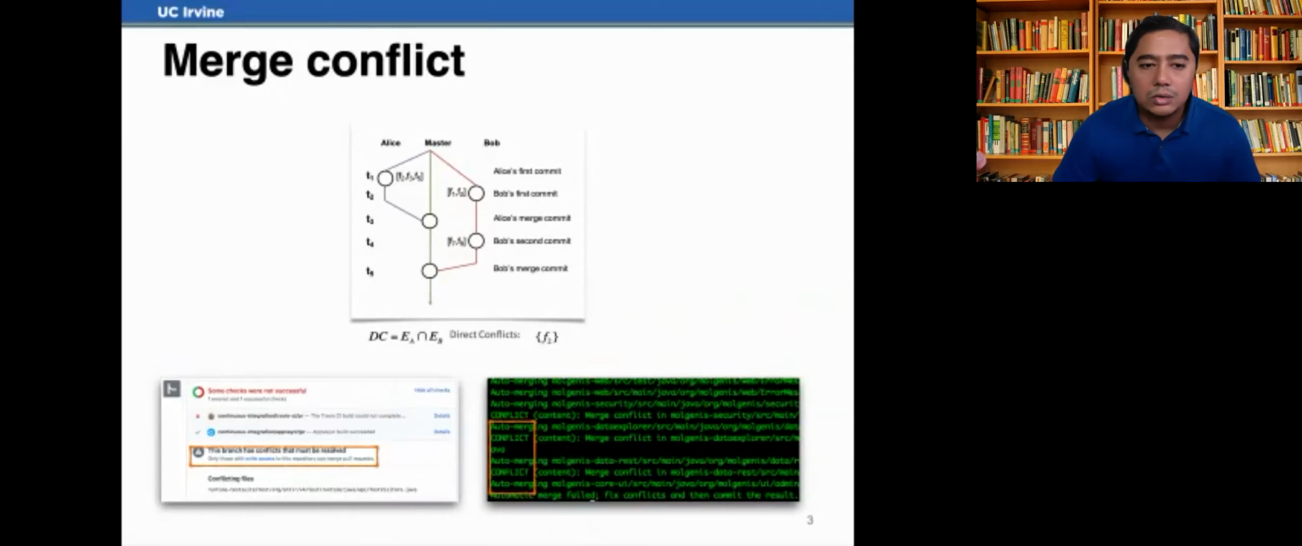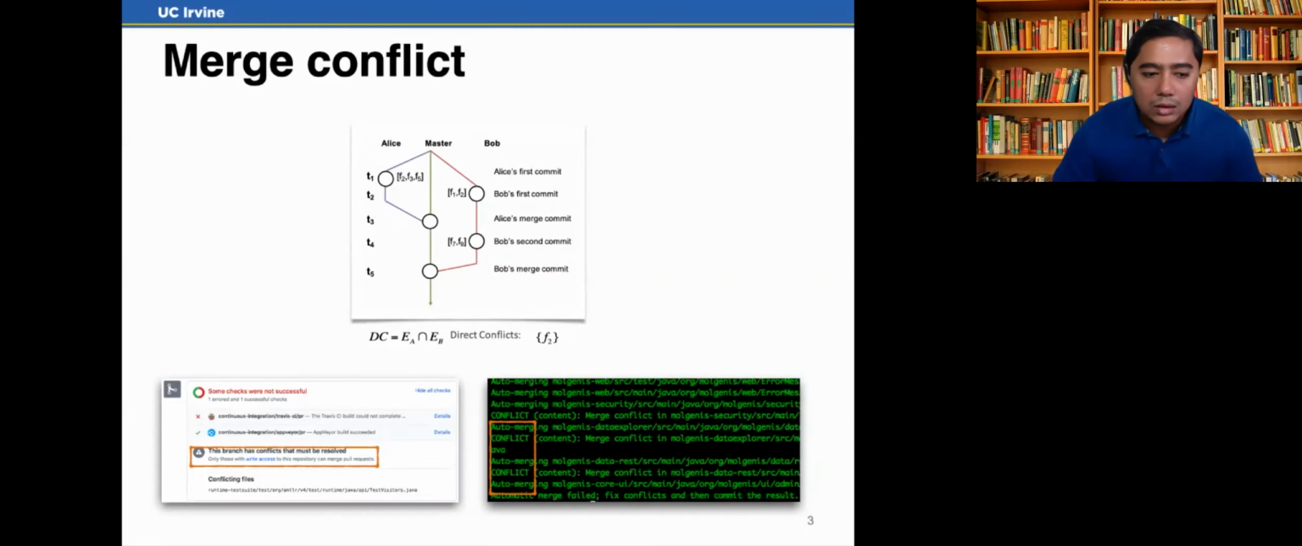For example, here you can see the picture on the top where we have a master branch and Alice and Bob both are trying to contribute to that branch. And both of them created their local branches and make some modifications. And at some point, both of them modified file F2. And then when they tried to merge it back to the master branch, they ran into a direct conflict on file F2.